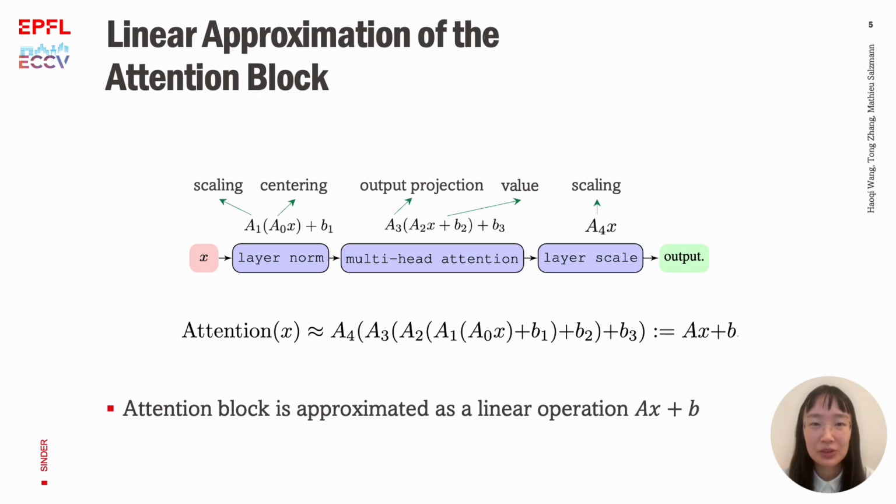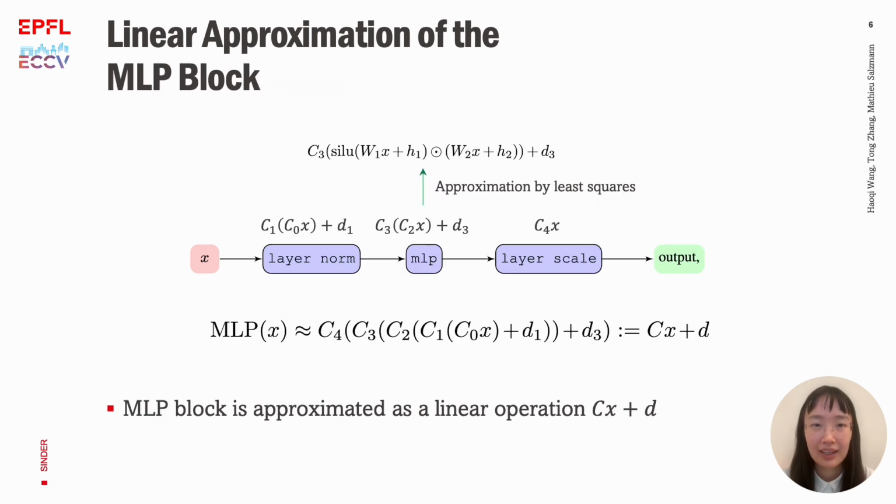Note that in the single token case, the multi-head attention can be represented by two matrices, the value matrix and the output projection. In the end, the attention block is approximated as a linear operation AX plus B. For the nonlinear MLP layer in the MLP block, we use least squares to approximate it. In the end, the MLP block is approximated as a linear operation CX plus D.